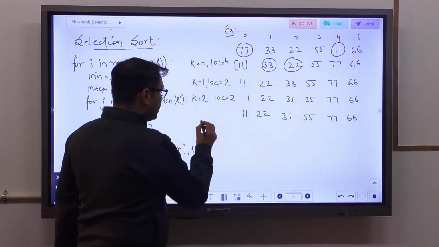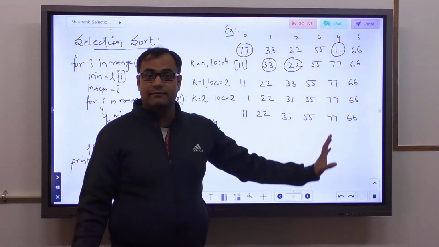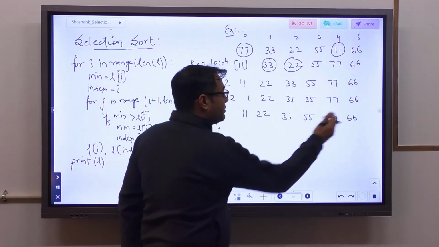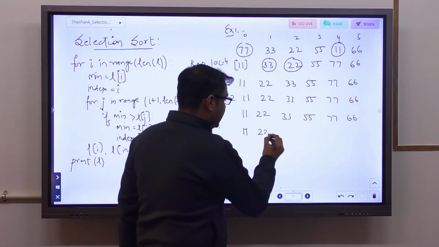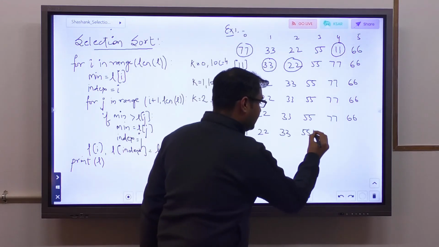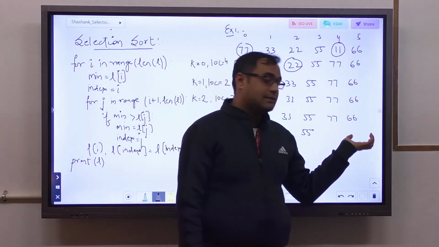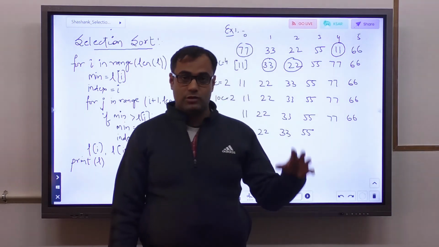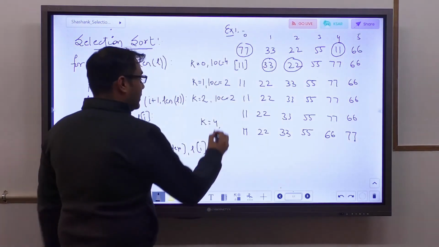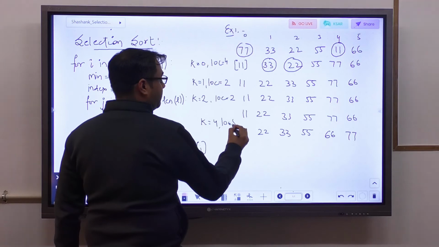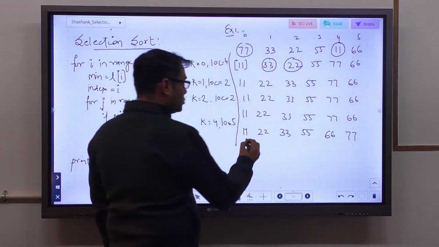Right. Now I will start my loop with k is equal to 4. K is equal to 4 is 77. So I will start comparing 77 with the remaining values. Here I have 11, 22, 33, 55. Now I have 77 in my hand. I will start comparing with the remaining element. I get 66. 66 is smaller than 77. I will swap both the elements. 66 will come here and 77 will go in the end. Here I will put LOC is equal to 5. So after comparing all the elements, in the end I get the sorted array.